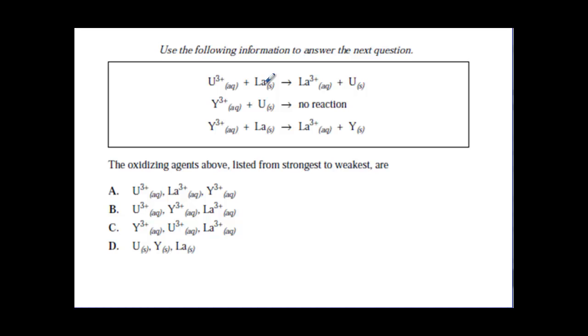U3+ and La are not on my data table. That's kind of the whole point. They're going to pick things that you can't look up. So I know that U3+ is going to need to go downhill to U solid. It means that my U3+ made U solid, and that my La solid must have gone backwards to make La3+. And so now I've got my table started.